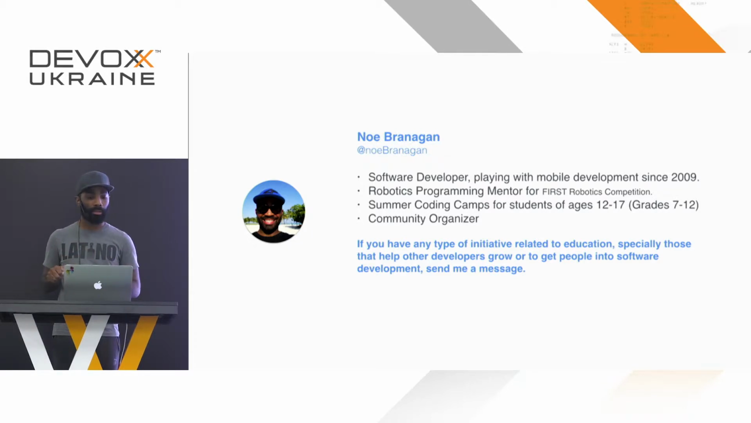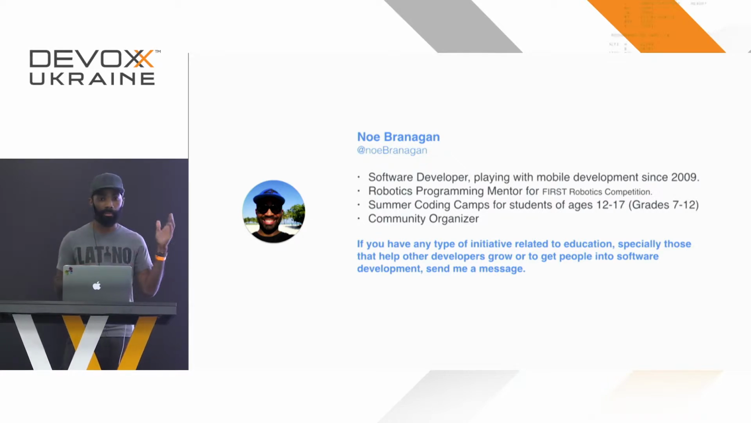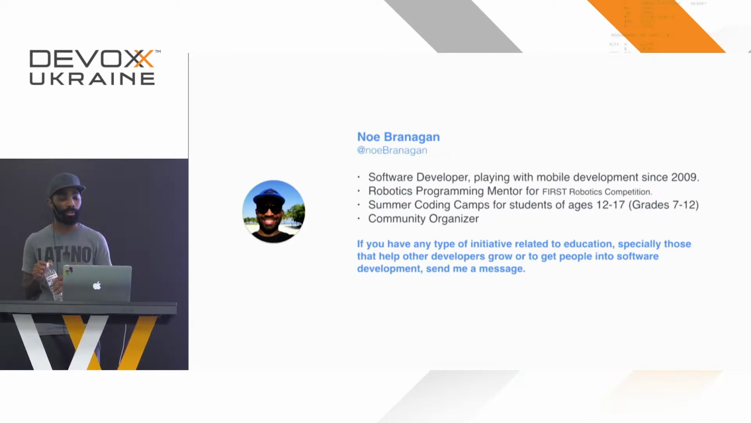So who am I? My name is Branagan. I've been doing a lot of mobile development since 2009. Right now I'm working as a CTO for a payments company based in the Dominican Republic. And I like to mentor a lot. Right now I'm mentoring a group of kids doing robotics, and every year I run a summer camp for kids, mainly ages 12 to 17. If you have any interest in finding a way to get people into technology, mainly software development, send me a message through Twitter.